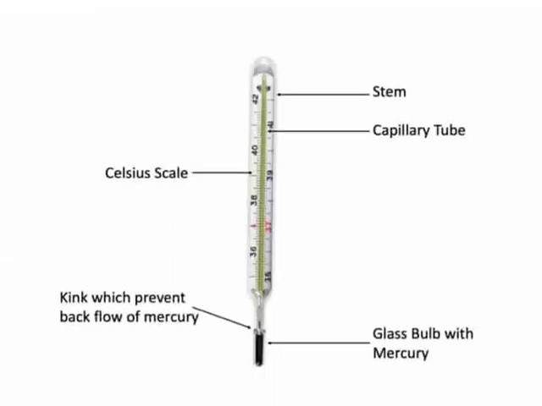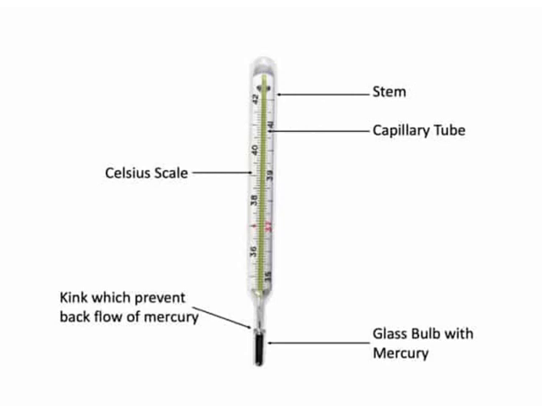The capillary tube. The capillary tube has a bend or kink at the bottom that does not allow the mercury to fall after it has risen into the capillary tube. So this helps us to read the temperature without any error. The thermometer has to be shaken after every use to force the mercury back into the bulb.